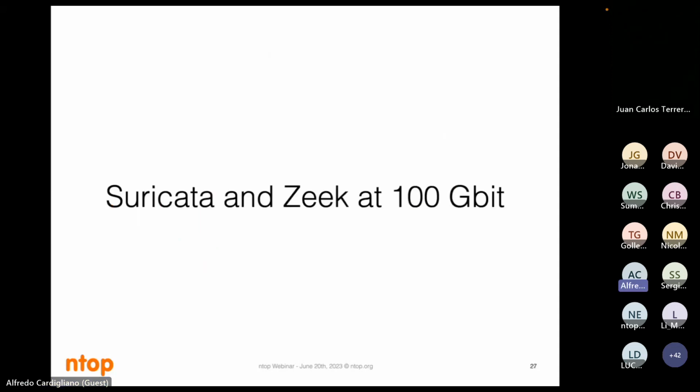Now let's move to the second item, the IDS acceleration. In this case, we wanted to run Suricata and Zeek or other IDSs at 100 gigabit. But we know that IDS systems are well known to be CPU intensive, or in general resource intensive. It can also be memory.